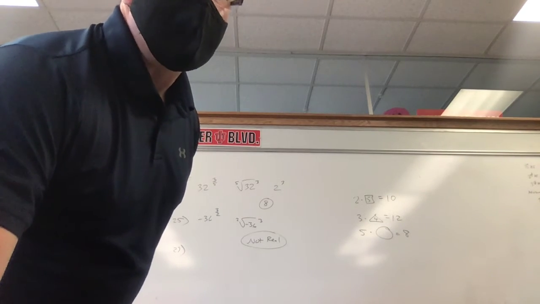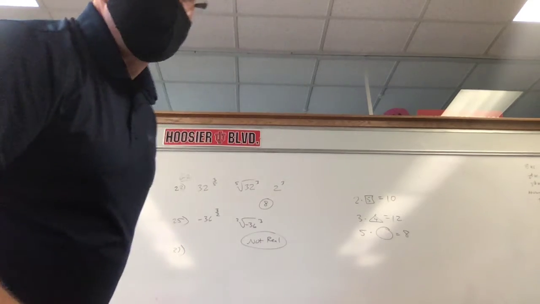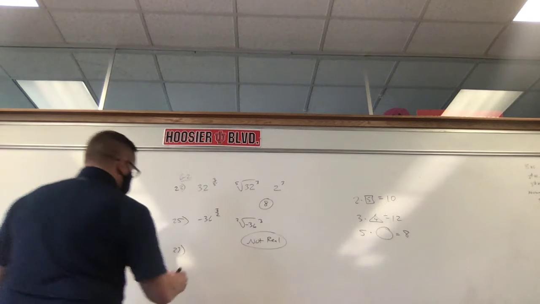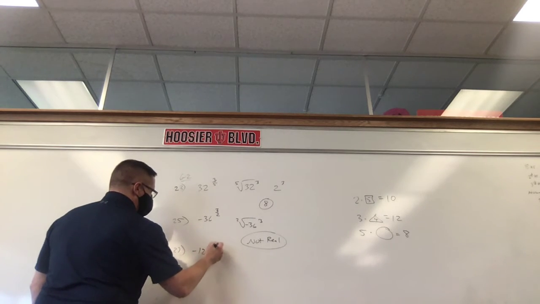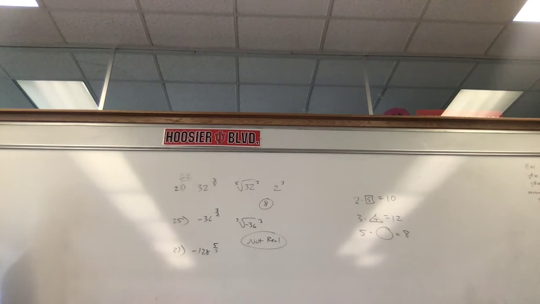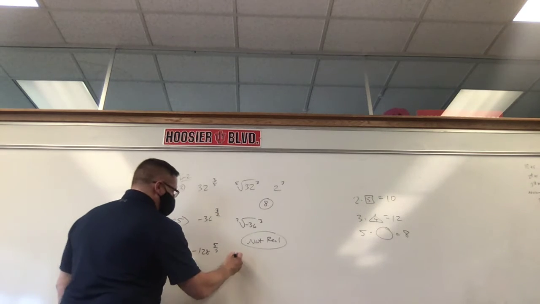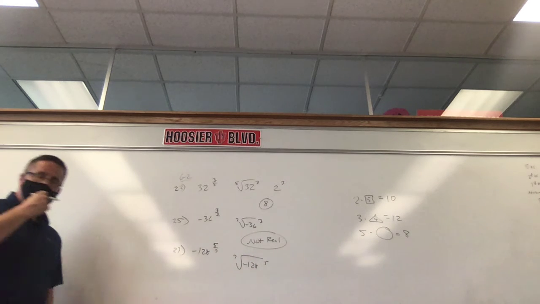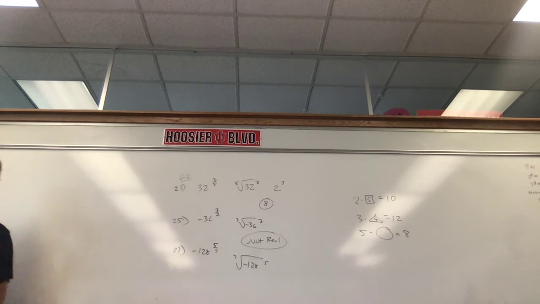Okay, number 27. Now this one's a little bit different. Negative 128 to the 5 sevenths. I don't know what negative 128 to the 5 sevenths power is, so we're going to rewrite it: the 7th root of negative 128 to the 5th power. I don't know what negative 128 to the 5th is.